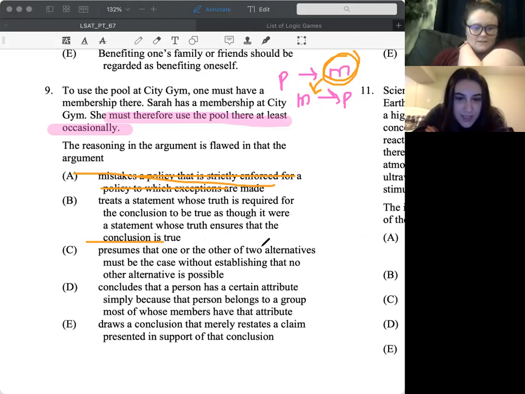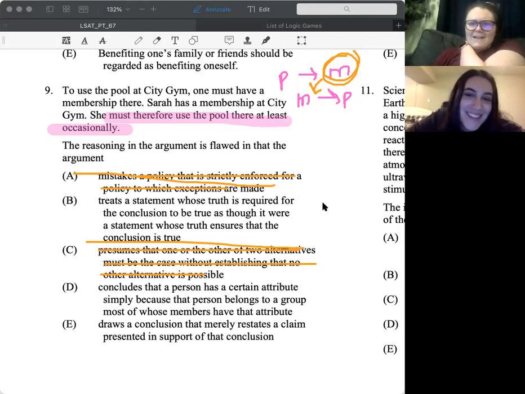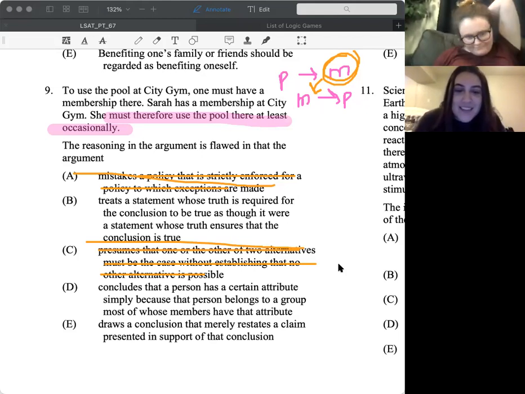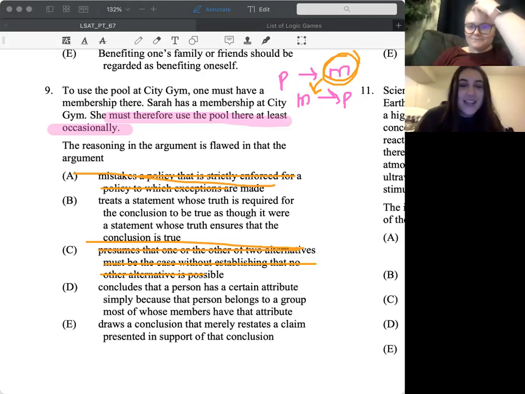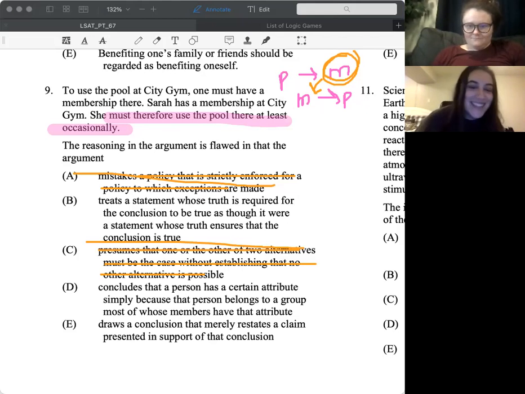All right, and then D was what I picked. So concludes that a person has a certain attribute simply because that person belongs to a group, most of whose members have that attribute. Do we know most of them have that attribute? What is the attribute using the membership? I think I was stuck between B and D because I didn't know 100% what B was saying, and then D, I was like, well, it's concluding that because she has the membership, which I'm treating as the attribute, then she must belong to it in the sense that she's using it. I don't know, it was a stretch.